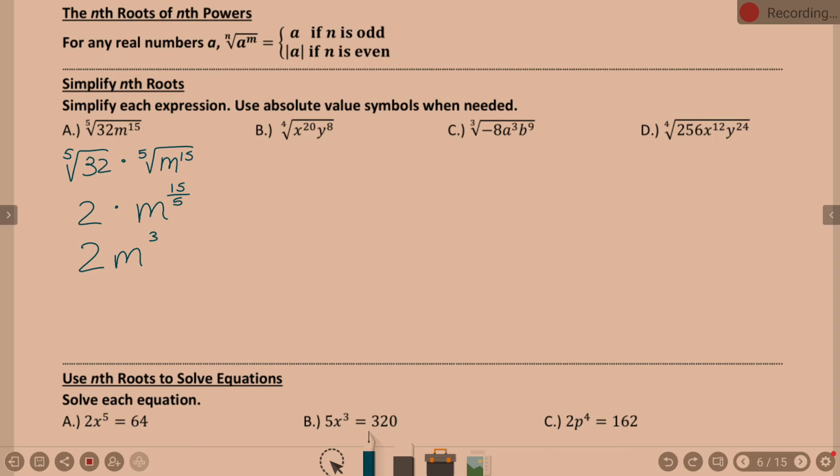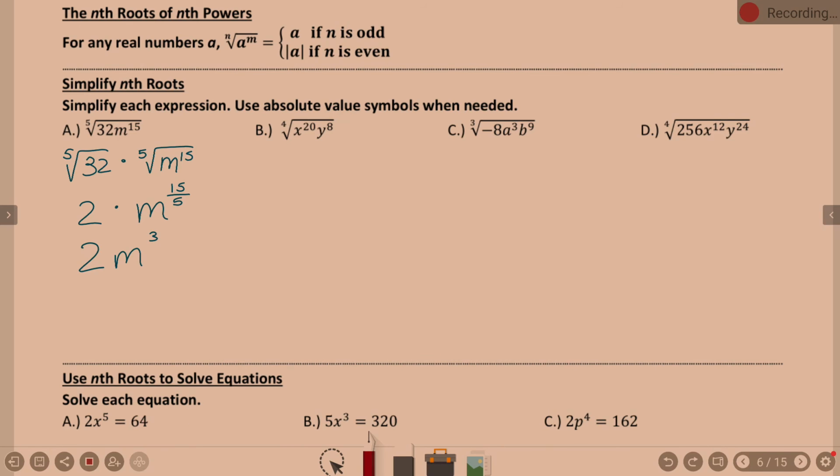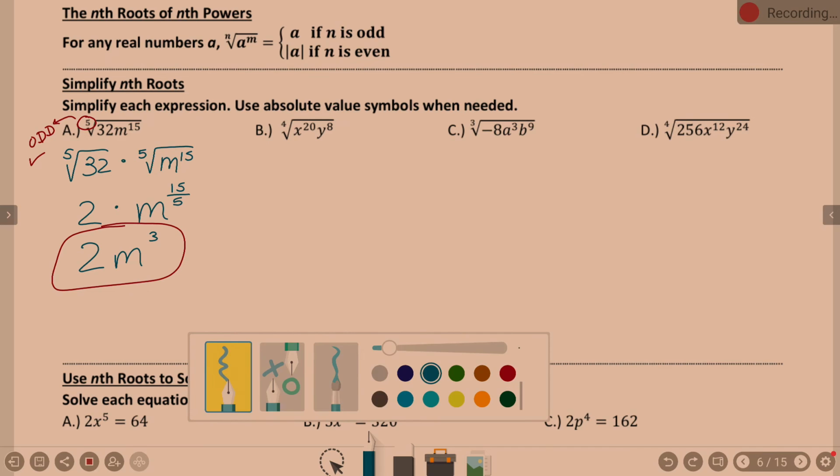Now, in this scenario, do I need to consider absolute value bars? No, because here's the deal. What do we know about 5? 5 is odd. Are you allowed to have negatives when odd? Yeah, you can have negatives in it. That goes back to we can take the cube root of a negative, the fifth root of a negative. So this one, no absolute value bars. We are done right there with 2m to the third. Okay.